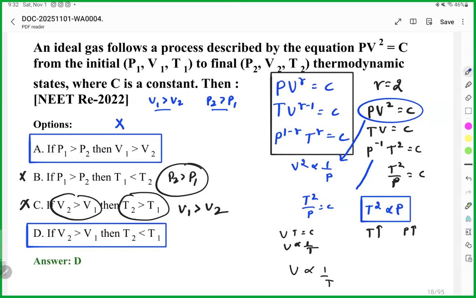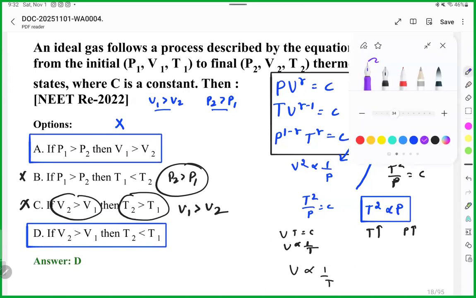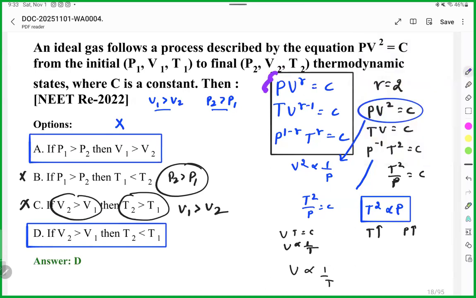Now you tell me. If you know these three equations, and more than that, if you simply know one equation, PV gamma is equal to constant, can you solve this part? And can you clearly tell all the four options, right? Yes, sir.